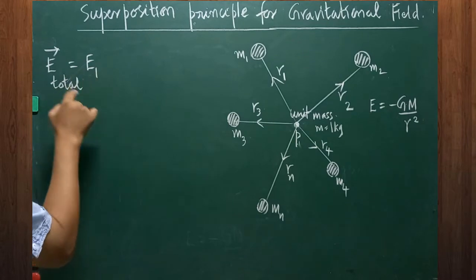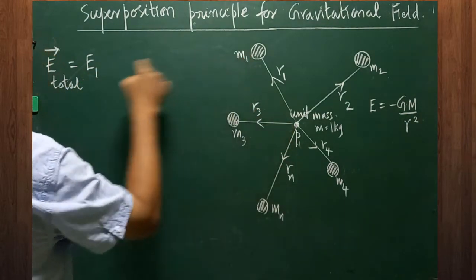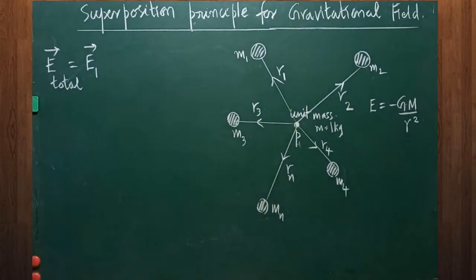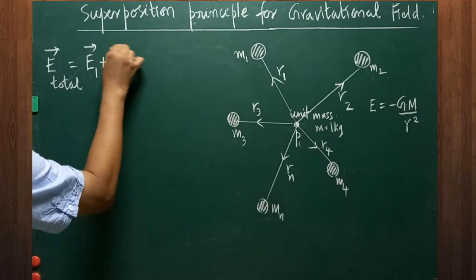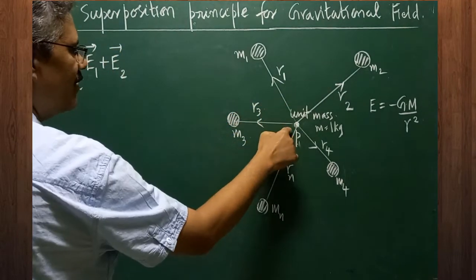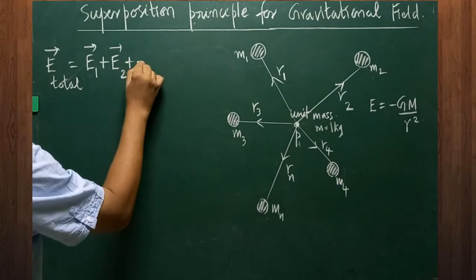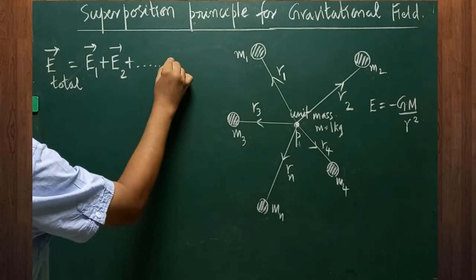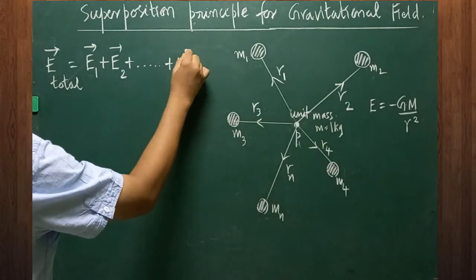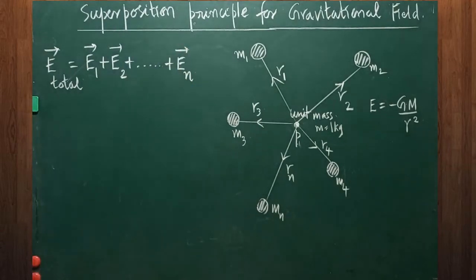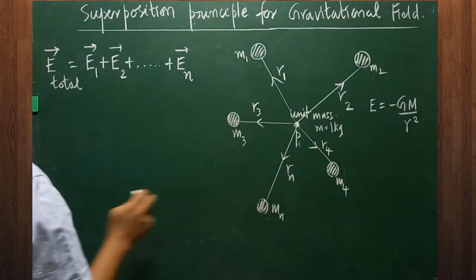What is E1? E1 is nothing but the gravitational field at point P due to the first mass. It's also a vector. Plus E2. What is E2? E2 is the gravitational field at point P due to the second mass. Like that, the individual values of gravitational field at point P are to be added vectorially. So this is the gravitational field at point P due to the last mass.